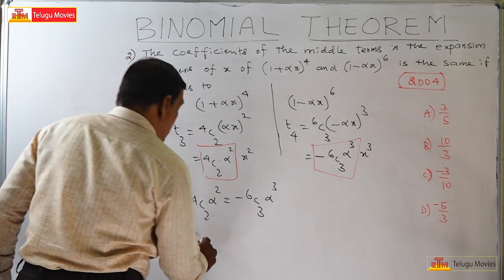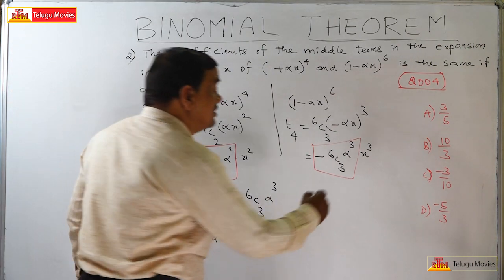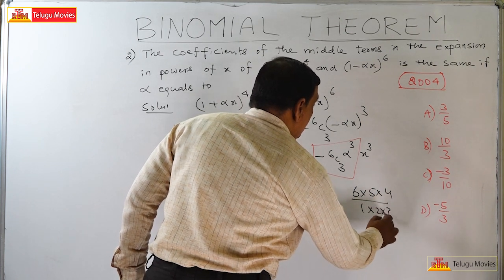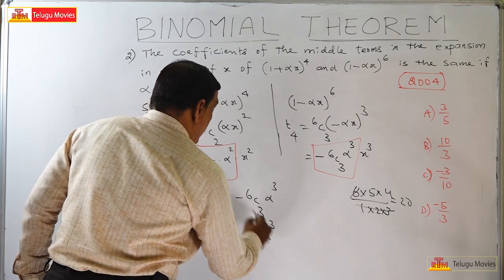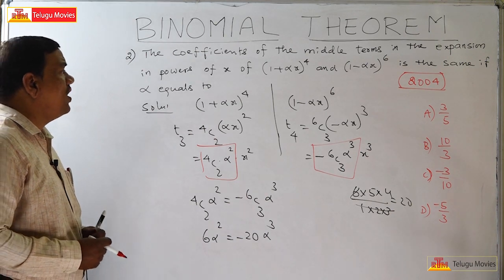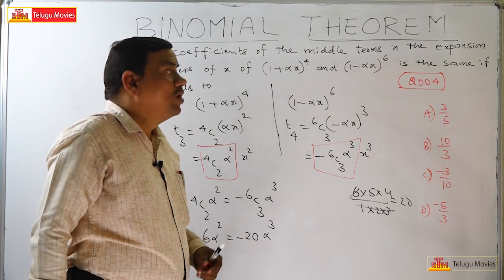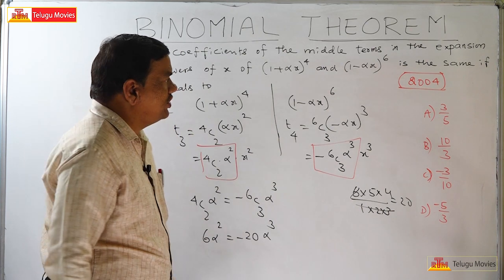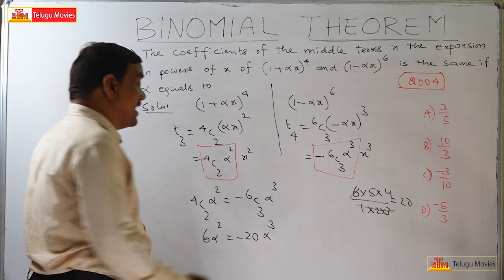So this is 6 alpha square is the same as 6c3 value. 6c3 value is 6 into 5 into 4 by 1 into 2 into 3, cancel, 20. That is equal to minus 20 alpha cube. Here alpha can be equal to 0. If you keep alpha equal to 0, 1 plus 0, 1 to the power of 4, that is equal to 1, both you will get 1, but alpha equal to 0 is not the answer. Then we can cancel alpha square.